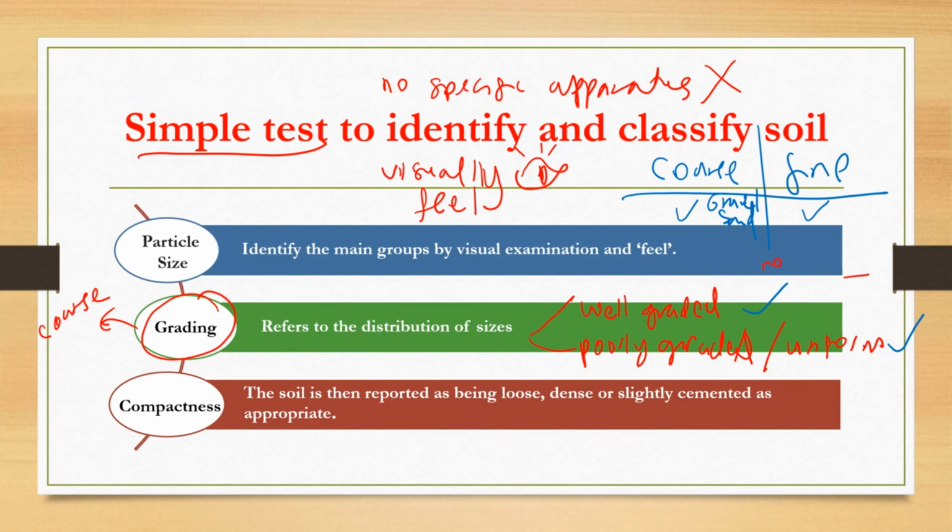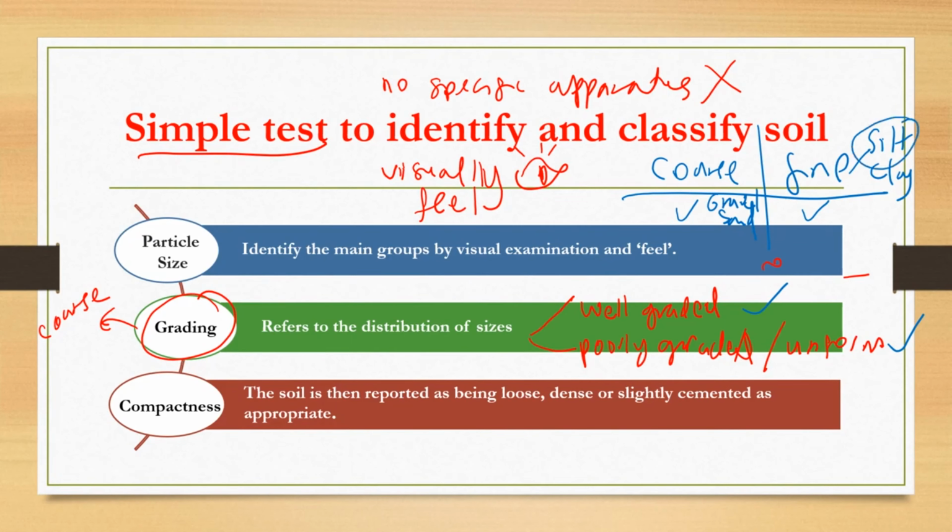If you're talking about fine, we know that you have silt and you have clay, so you cannot see the grain size, but you can feel it. You can touch it and feel it. When you rub it between your fingers, if you feel it slightly abrasive, but not gritty, that means that it is silt.